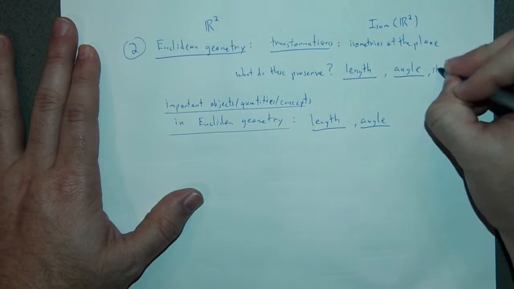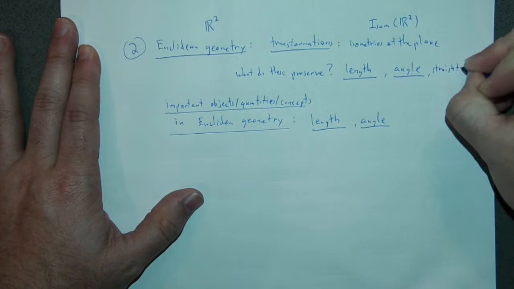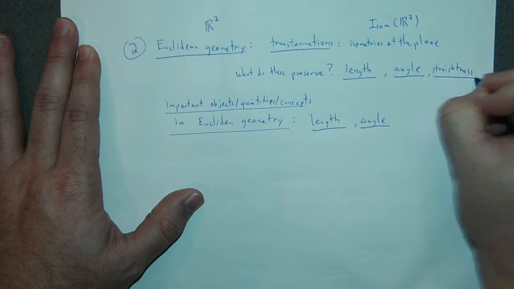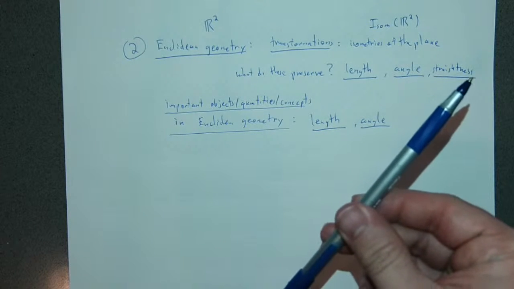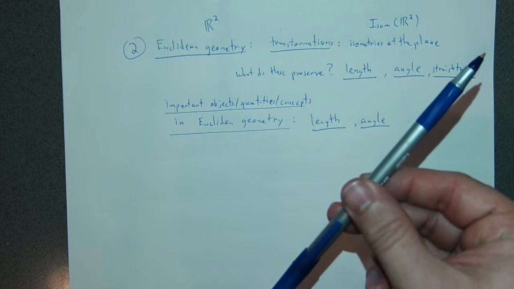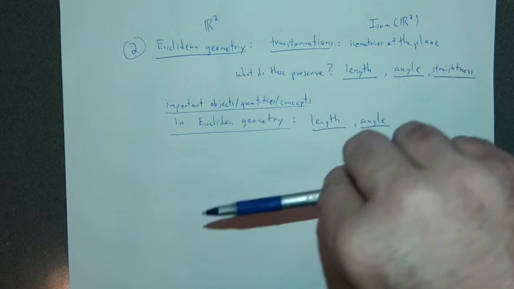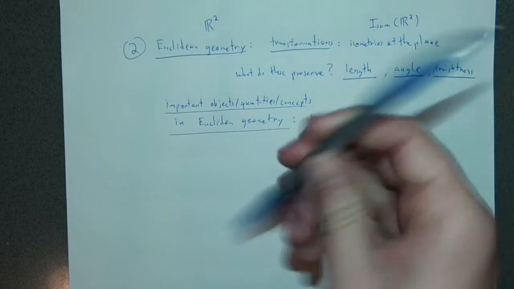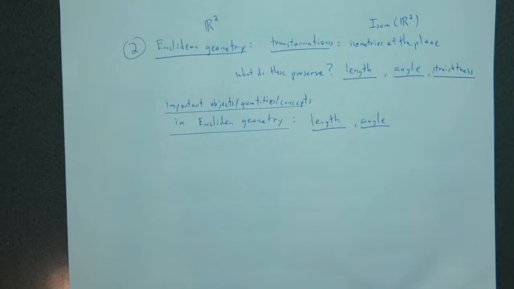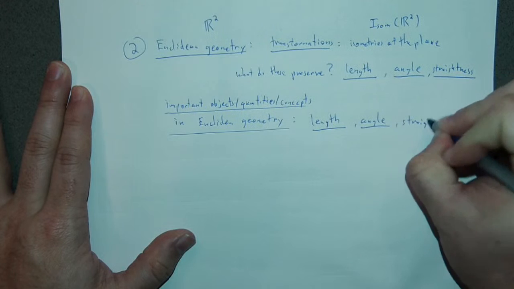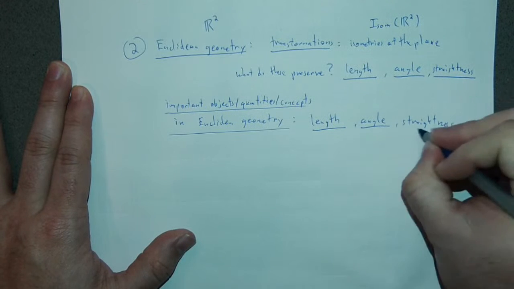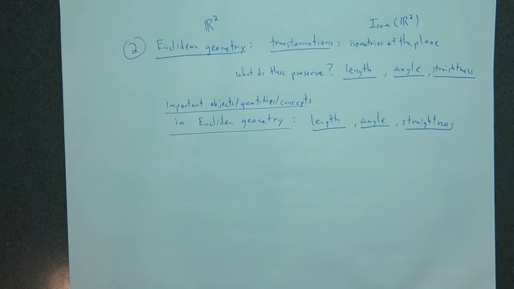Straightness, right? Just like for projective geometry. The notion of straightness, what do I mean by that? I mean, if I have a line and I apply an isometry to it, I still get a line, right? So lines map to lines, right? And so straightness of lines, that's something that's important in Euclidean geometry for the same reason.